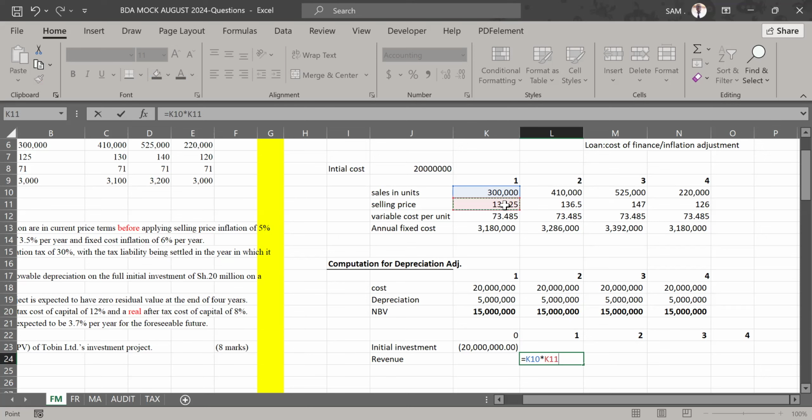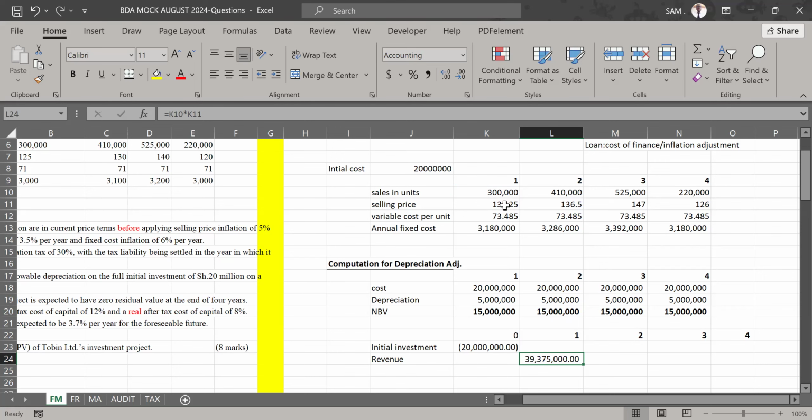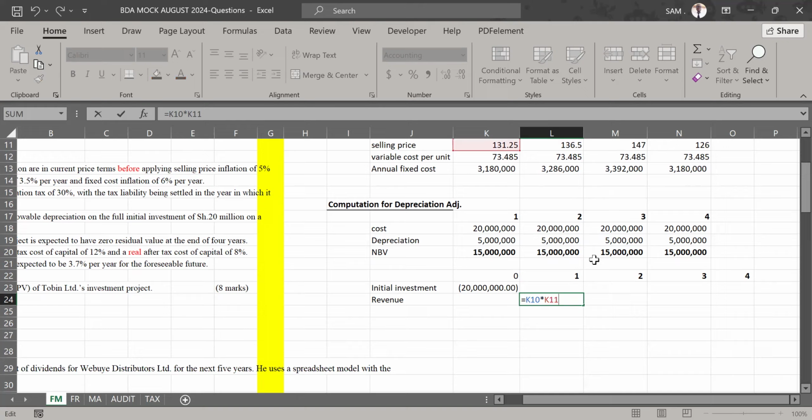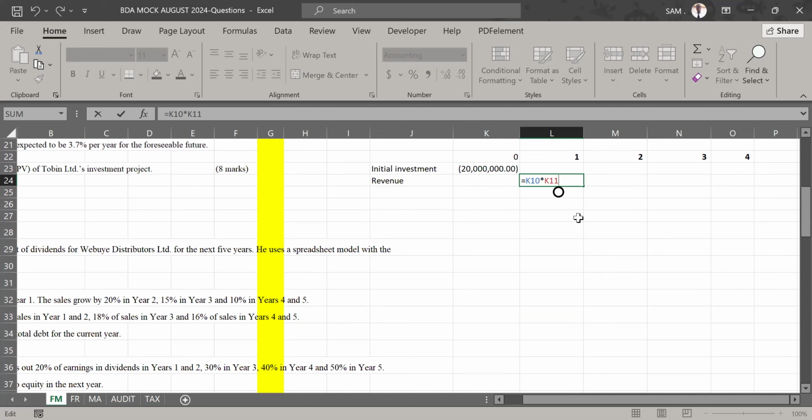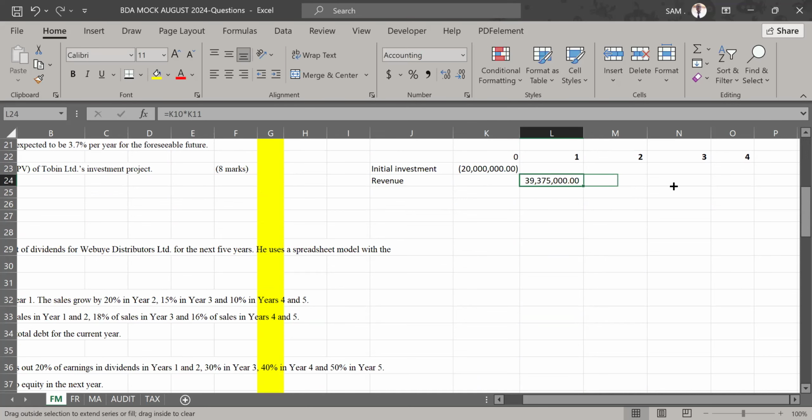So I confirm, control enter, and I'm having my revenue for year one as 39,375,000 like that. Now, because I referred to those two, I do not have to repeat referring to all of these ones. Now, after setting that formula, what I do is just to drag it to year number 4. And I'm having my figures like that. That is how we are getting revenues for the 4 years. I hope we are together.